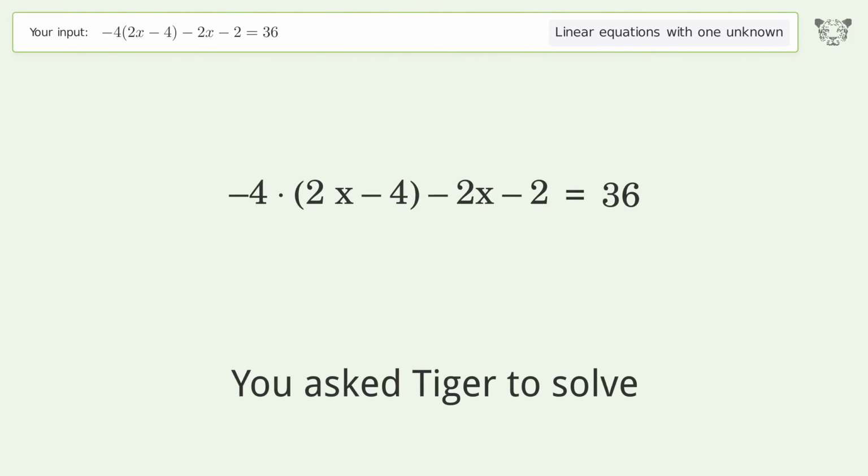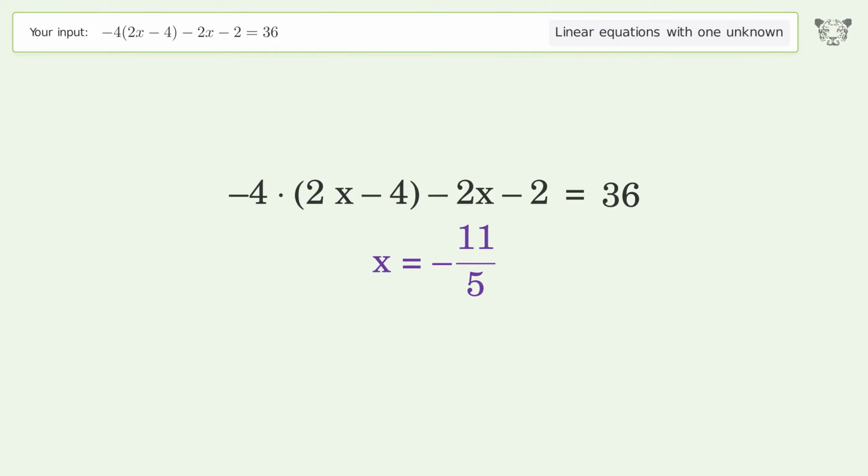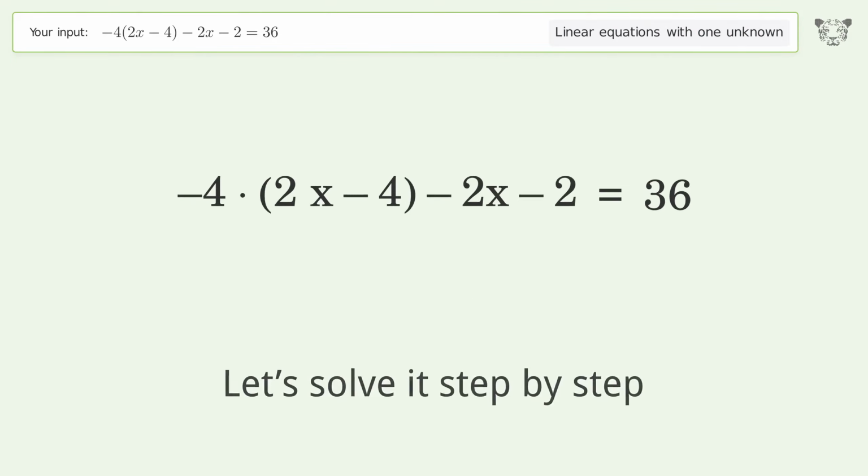You ask Tiger to solve. This deals with linear equations with one unknown. The final result is x equals -11/5. Let's solve it step by step.